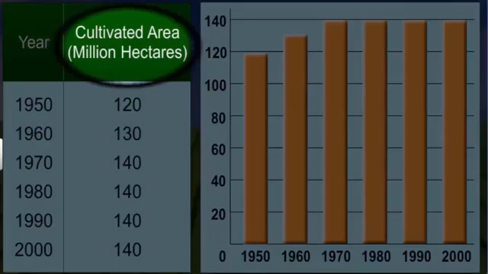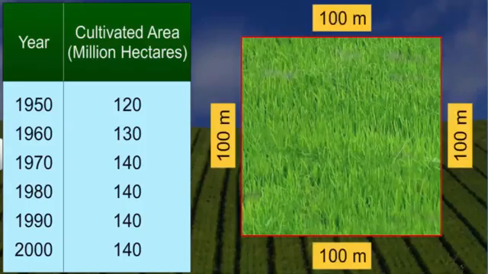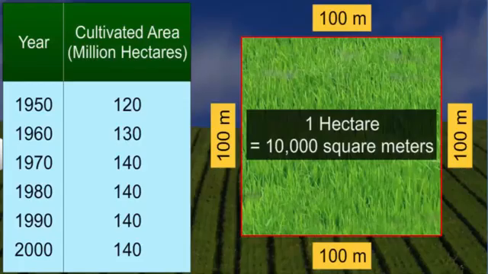Hectare is the standard unit of measuring land area and is equal to the area of a square having a side of 100 meters. Thus, 1 hectare is equal to 10,000 square meters. Since we cannot substantially increase the land area under cultivation, let us see how we can grow more crops on the same land to increase farm production.